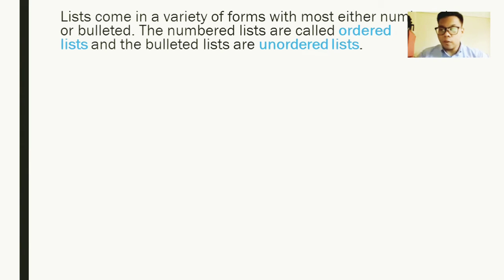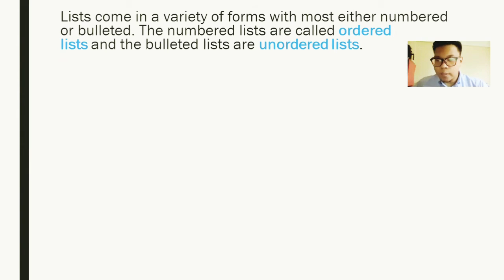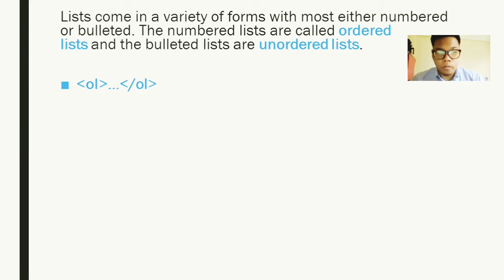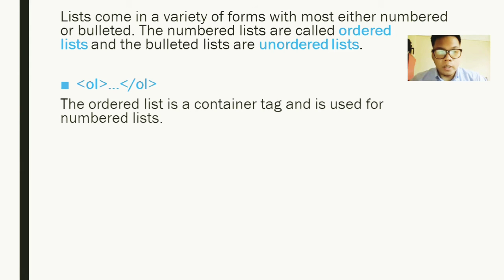Okay, next on our tags and elements are what we call lists. Lists come in a variety of forms, with most either numbered or bulleted. The numbered lists are what we call ordered lists, and the bulleted lists are unordered lists. So the OL tag is what we call ordered list, and it is a container tag and is used for numbered list.